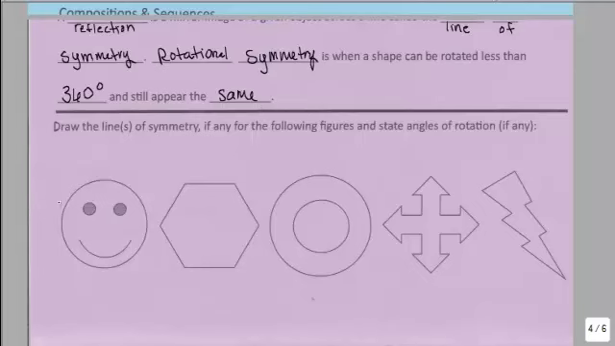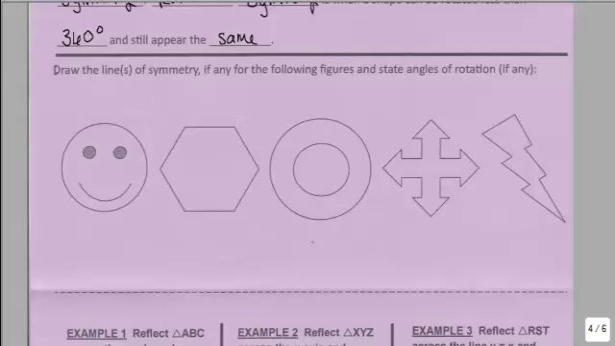So the first set of these says, draw the lines of symmetry of the following figures and state the angles of rotation, if any. The first thing we're going to do is lines of symmetry. That's where you could put the line and it would be a perfect reflection. So on this smiley face, we could split it right down the middle, and the left side looks exactly the same as the right side.